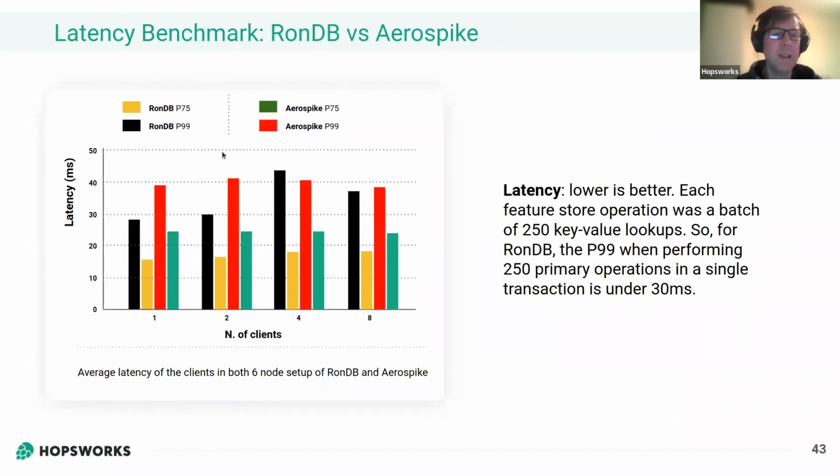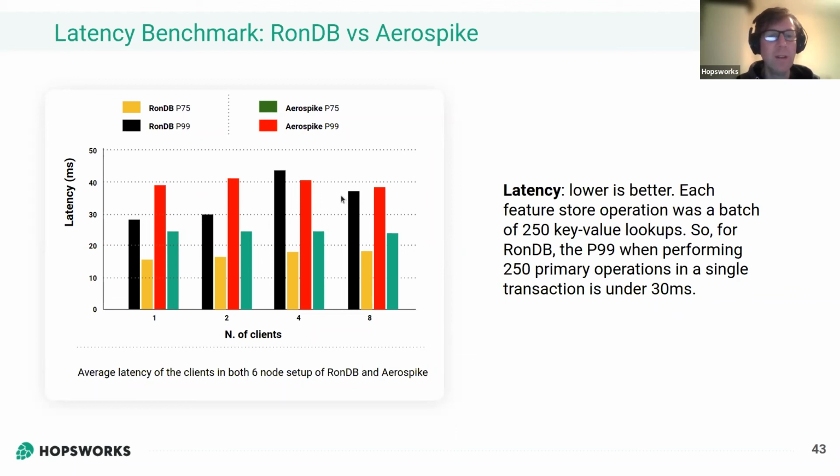And then for latency, higher is worse. So you can see that for RonDB the throughput is higher, but the latency is quite similar for most of it to Aerospike. So you have very high throughput, with 8 concurrent clients. They're similar-ish on latency. RonDB is slightly lower than Aerospike when the load is higher.